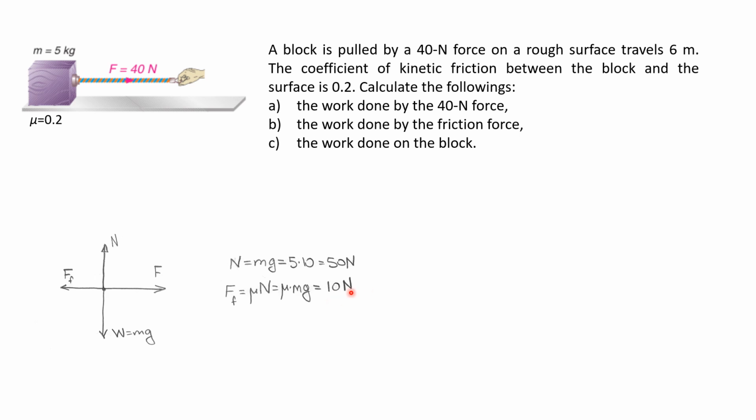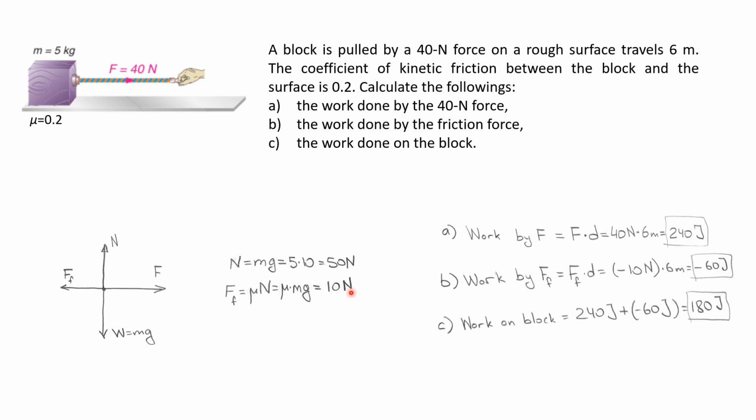Now let's start answering the question. So the work done by the 40 Newton force. Okay, so let's write down the answers for all of them here, and then we can just go one by one. So work done by a 40 Newton force is going to be equal to work done by F equals to force times the distance it traveled. Question says that block travels 6 meters, so force F is 40 newtons times 6. It gives us 240 joules.